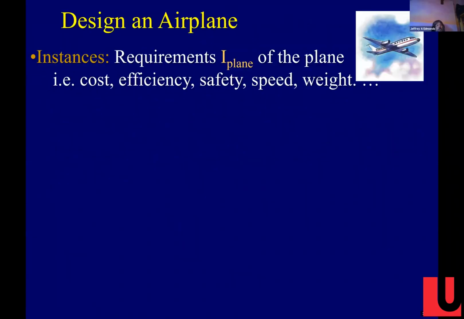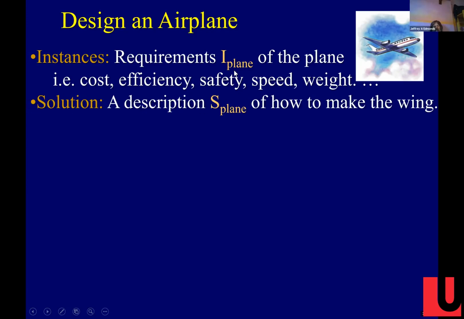So I want to prove that if you can solve the circuit problem, you can solve any problem in NP. To make that more concrete, I'm going to show you how to solve the airplane problem. What's the airplane problem? I have an input that specifies all the requirements on the airplane: the cost, the efficiency, and so on. What do I need for my airplane?